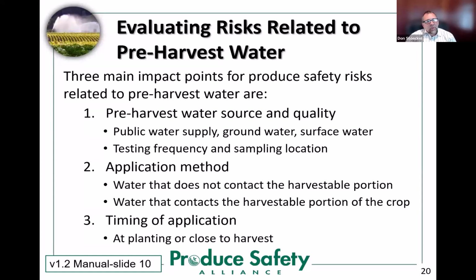This is the system that we like to use to discuss the three main elements. We always talk about the risk to produce safety: it depends on the water quality at the source and in the distribution system, the application method, does it or does it not contact the harvestable portion? We talked about that a lot in the definitions. And then the timing of application. Is it at planting or is it close to harvest?